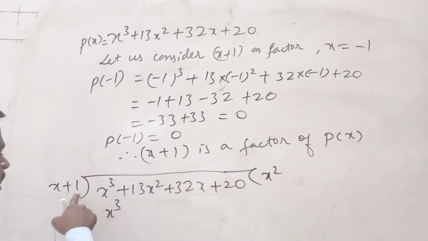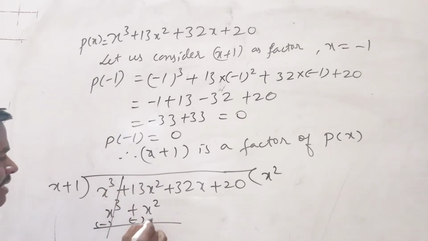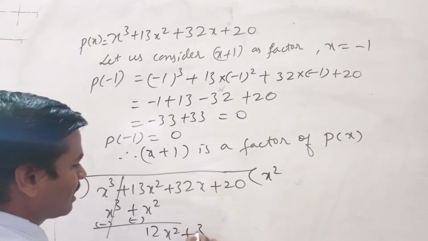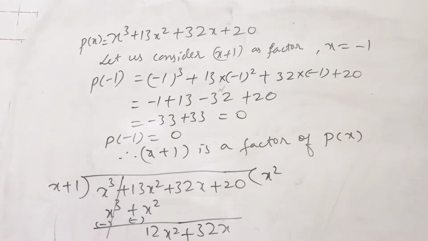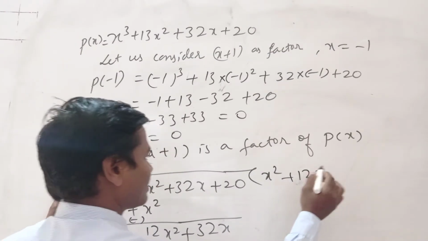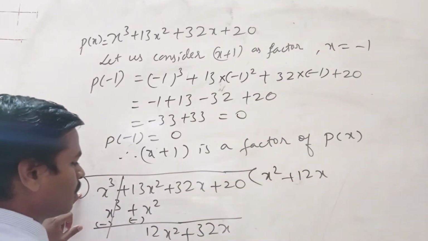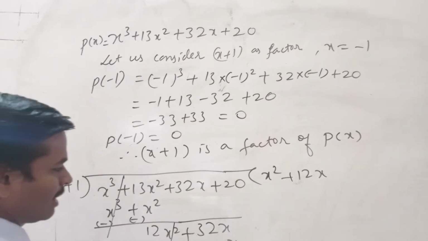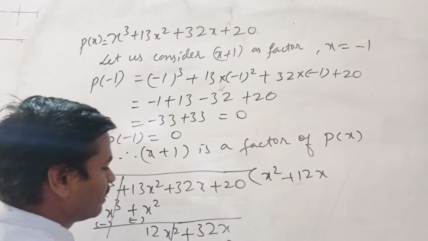Now x square into 1, plus x square, minus minus, it will get cancelled. 13x square minus x square is 12x square. Bring down this 32x. Now next, the first term is 12x square. Here x is there, we should multiply 12x. 12x into x is 12x square. 12x into 1 is 12x only. Now we will get minus minus, this will get cancelled. 32 minus 12 is 20x. Bring down this 20.